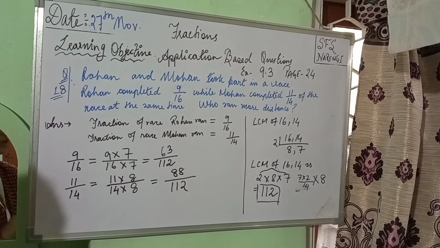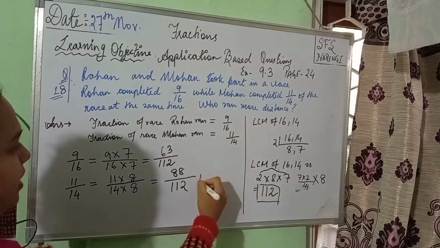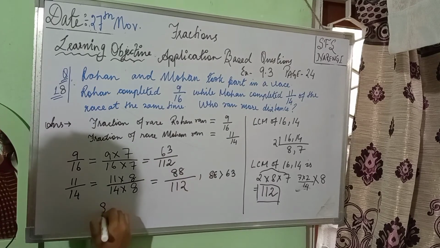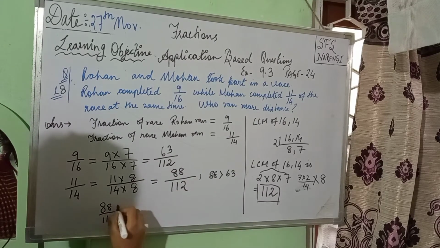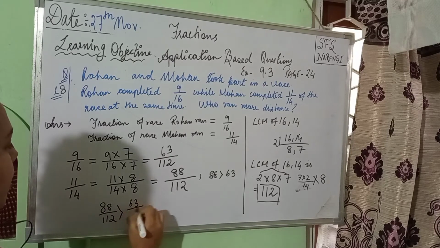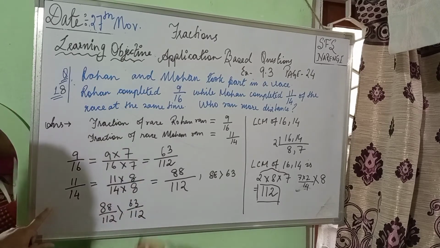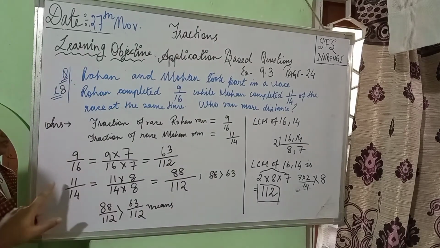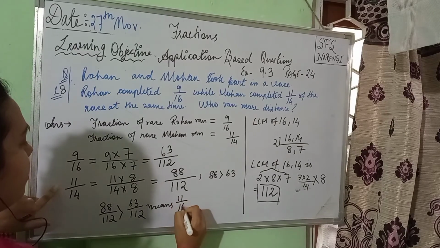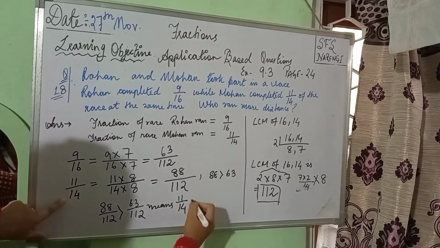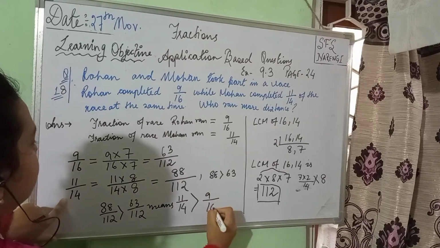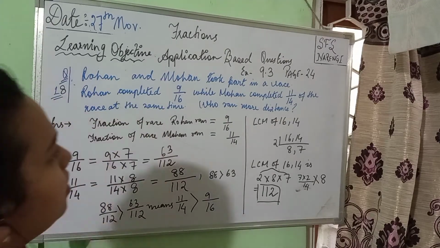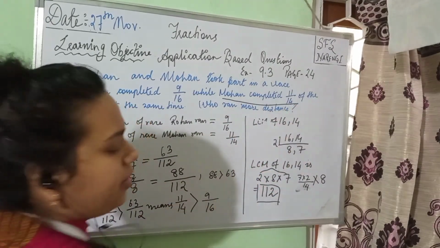Okay children, now which is greater? Definitely 88 is greater than 63. So I can say that 88 by 112 is greater than 63 by 112. Which means that 88 by 112, which is the same as 11 by 14, is greater than 9 by 16. So who ran more distance children? 11 by 14 was the one completed by Mohan, right?